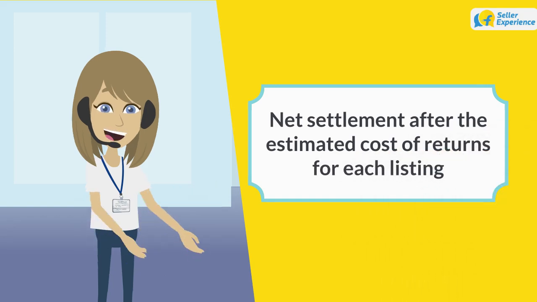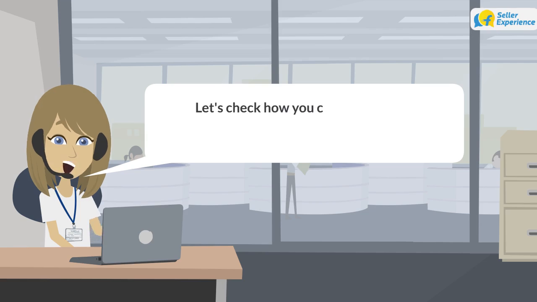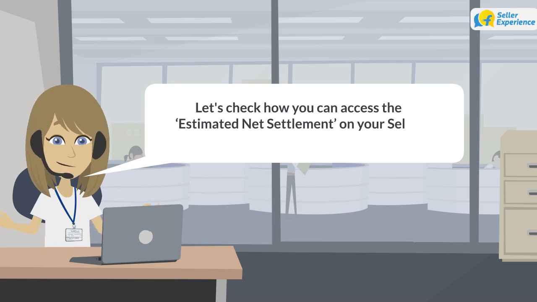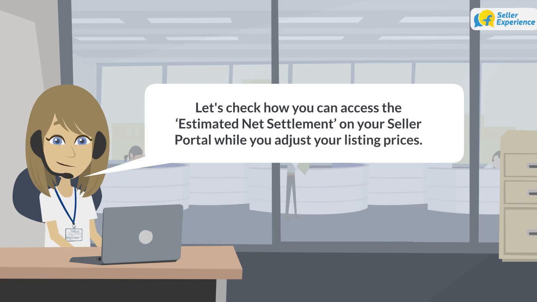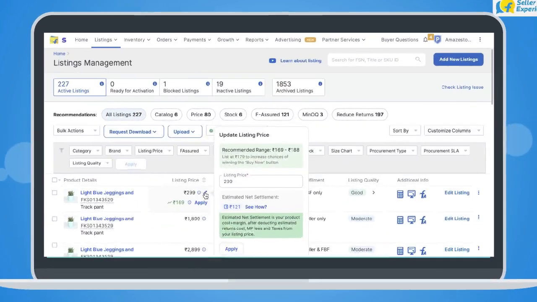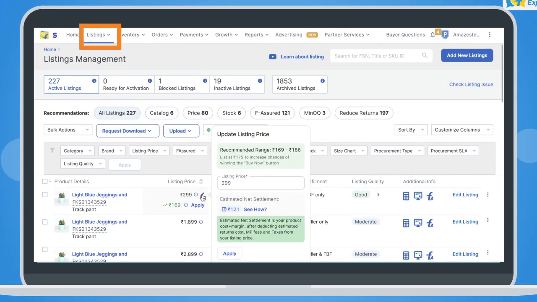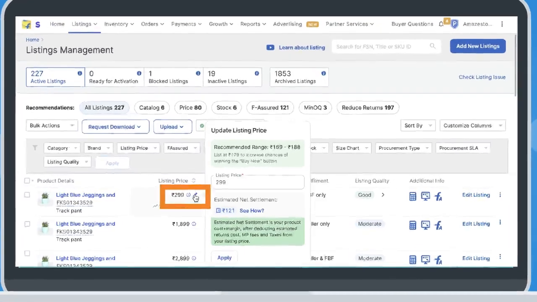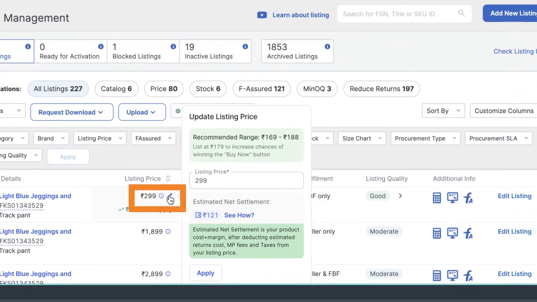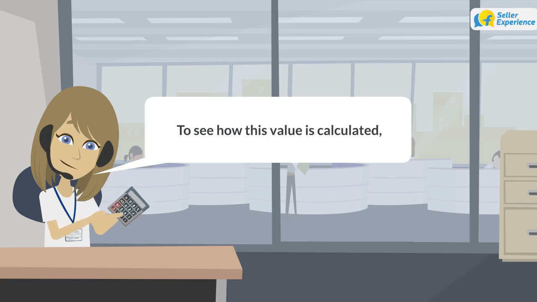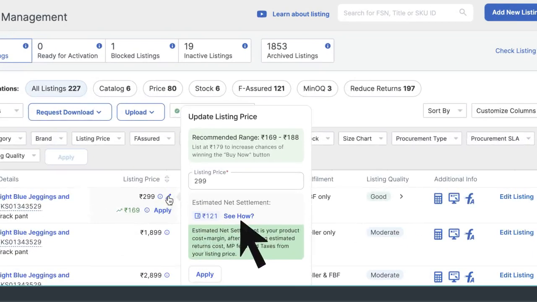Let's understand this better. First, let's check how you can access the estimated net settlement on your seller portal while you adjust your listing prices. For this, go to the My Listings page and under the listing price column, click on the pencil icon. You will notice this beside the listing price. To see how this value is calculated, please click on See How.